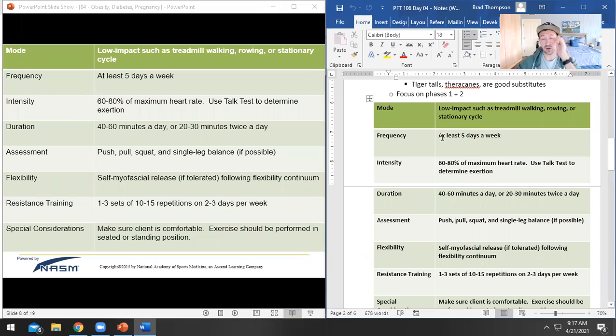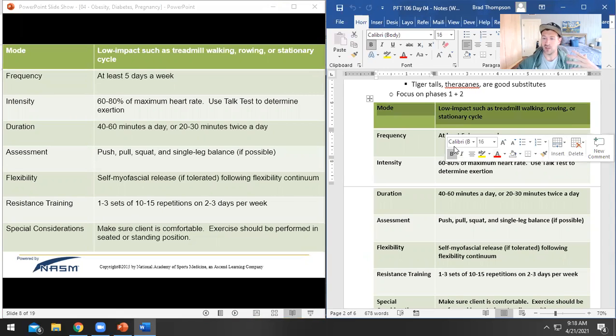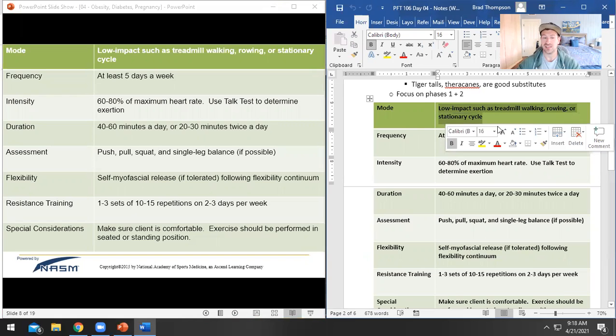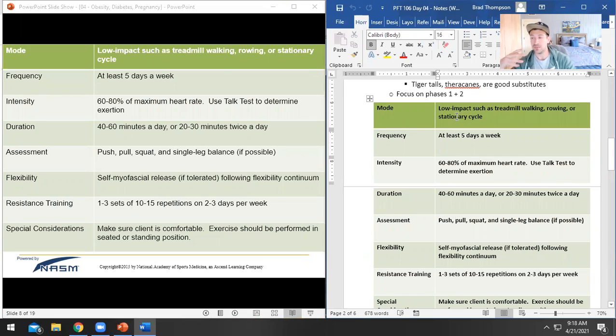So here's sort of our table from our book, right? You can see if we're considering FIT principles, the mode, the type, we're going to focus primarily on low impact activities such as treadmill walking, or maybe using a rowing machine or a stationary cycle, right? Those are the type of things that are going to burn lots of calories, which is going to help with our client's energy balance, but they're not high enough impact to cause any problems in the joints. We're looking for frequency of about 5 days a week at least, because we want this to be a lifestyle.